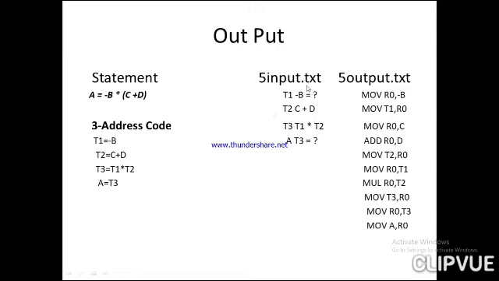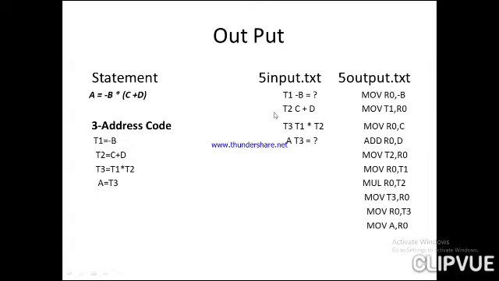We take 4 columns here. The first element represents the result. The second element represents argument 1. Here argument 1 is minus B. The next one is the operator. Here the only operator we have is the equal operator, and there is no argument 2. In the first instruction there is no argument 2, therefore a question mark is used. The next one: T2 is equal to C plus D.